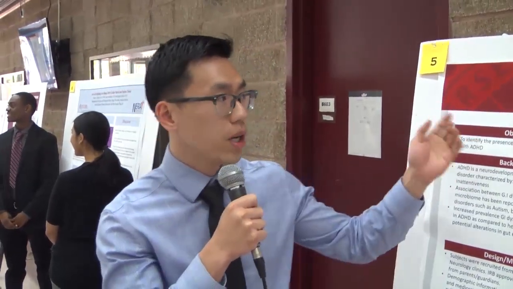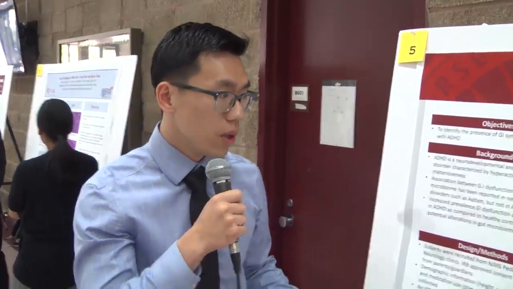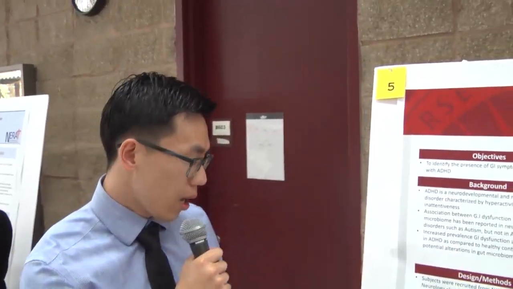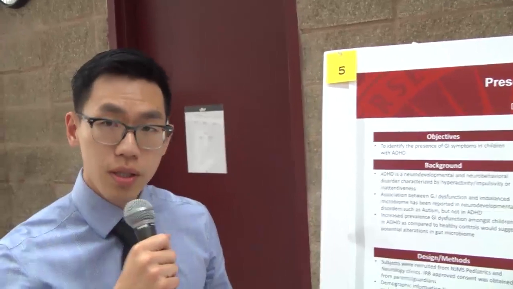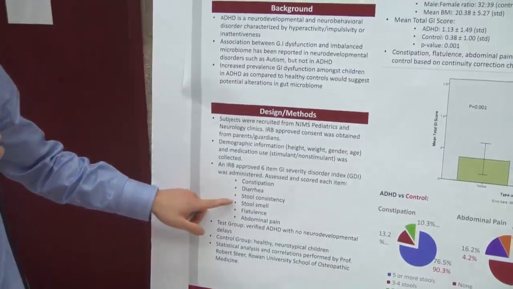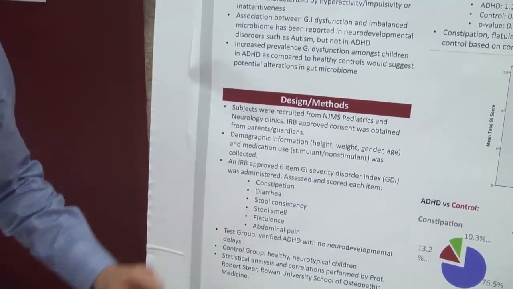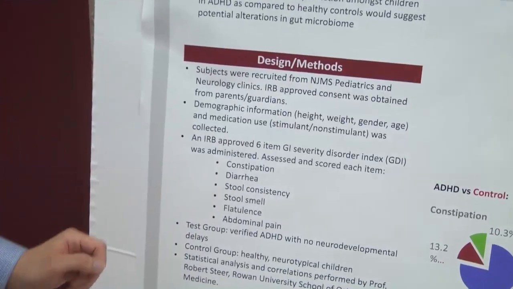So for this study, we were interested in whether or not children or teens with ADHD might have more GI symptoms than other kids. So what we did was we took a survey and we asked 6 different questions, whether or not they had constipation, diarrhea, stool consistency, stool smell, flatulence, or abdominal pain. And each of these was scored between 0 to 3 for a total of 18.